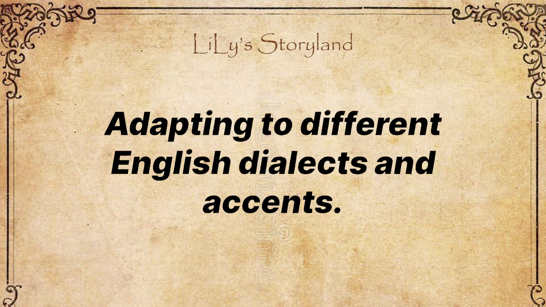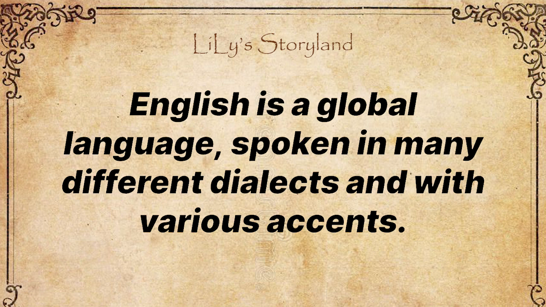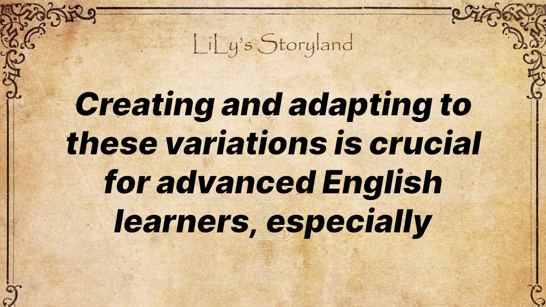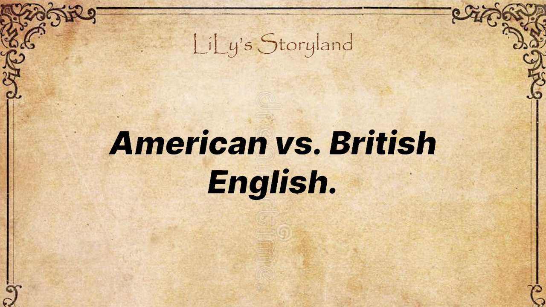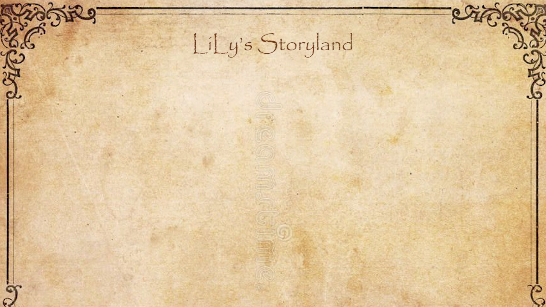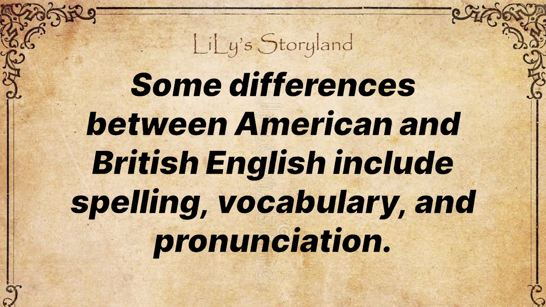32. Adapting to different English dialects and accents. English is a global language, spoken in many different dialects and with various accents. Understanding and adapting to these variations is crucial for advanced English learners, especially in multicultural or international settings. American versus British English. Some differences between American and British English include spelling, vocabulary, and pronunciation.